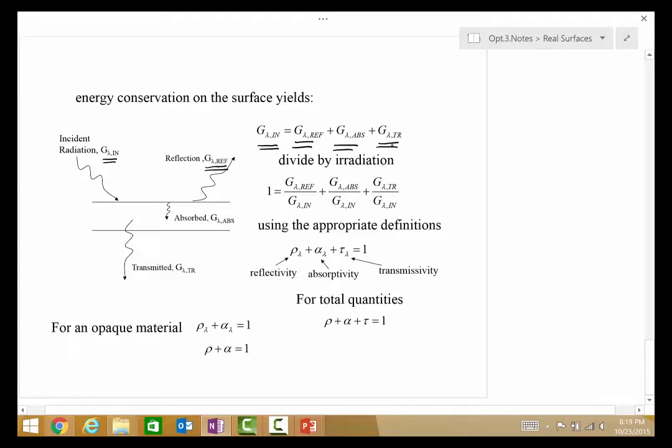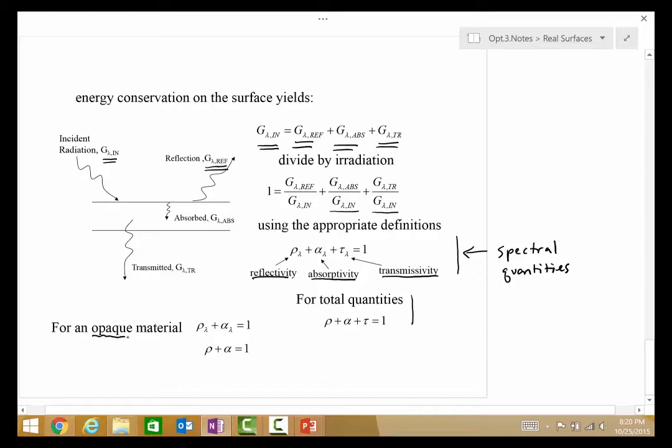If we divide by the irradiation, the parameters that we get are the reflected portion over the incident portion, which is considered the reflectivity, the absorbed portion divided by the incident portion, which is called the absorptivity, and the transmitted portion divided by the incident portion, which is called the transmissivity. And here it's specified in terms of spectral quantities, but we can also think about this in terms of total quantities, which has to be true globally from an energy conservation idea. So for the total quantities, this is true.